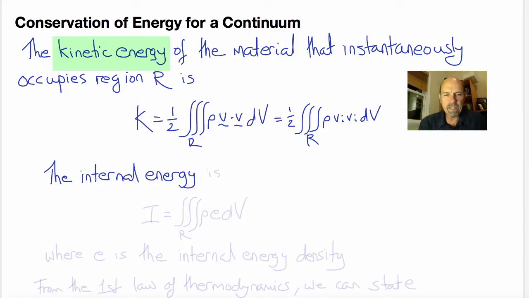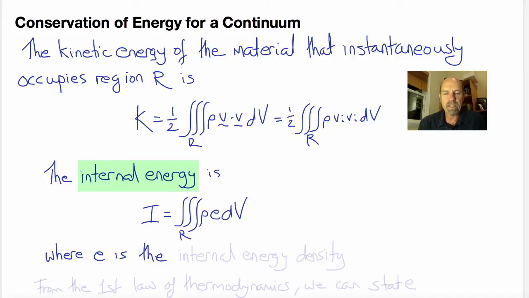The internal energy, I, is the volume integral over R of rho times E with respect to volume, where E is defined as the internal energy density, in other words, the internal energy per unit mass. We'll discuss later what the internal energy could be.